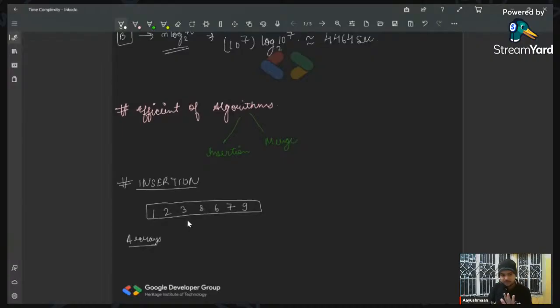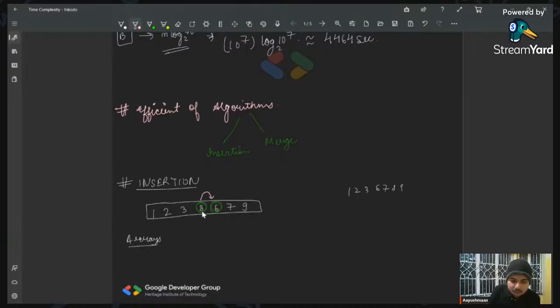Now what we need to do here is sort this. What will be the sorted answer? 1, 2, 3, 6, 7, 8, 9, right? In order to sort this, we will check and find wherever we have a discrepancy, like here 6 is smaller than 8, right? So 6 should come here. So we will shift 8 as many times as needed to get it into the correct position.